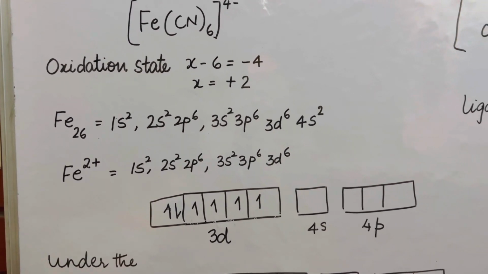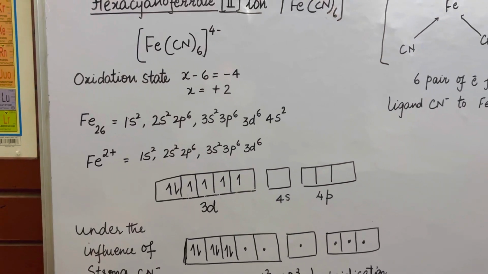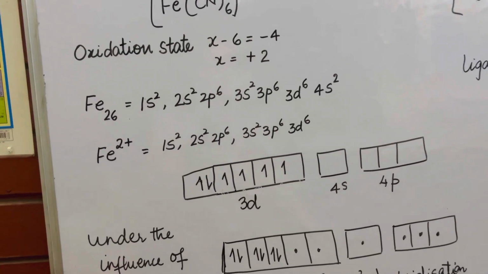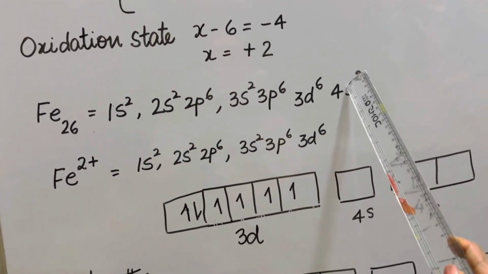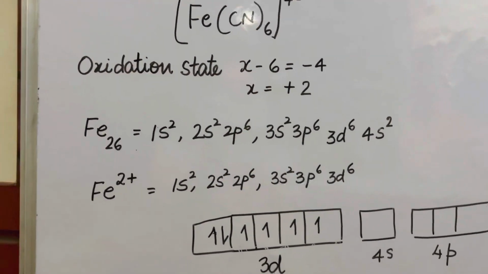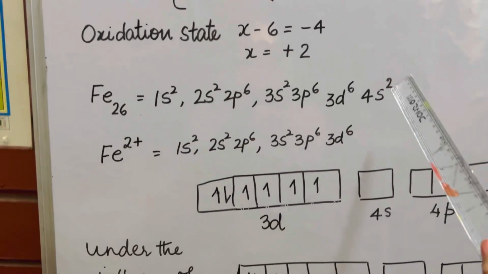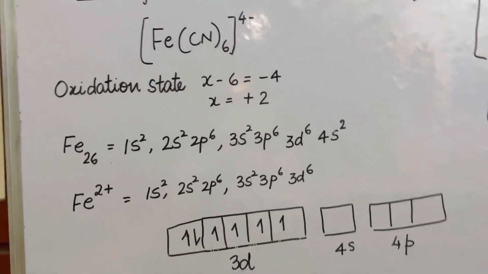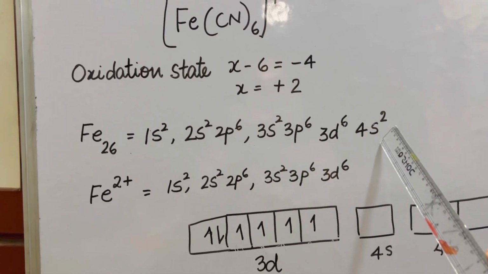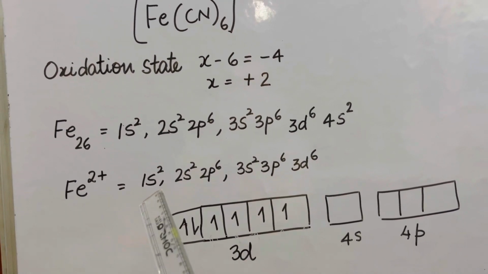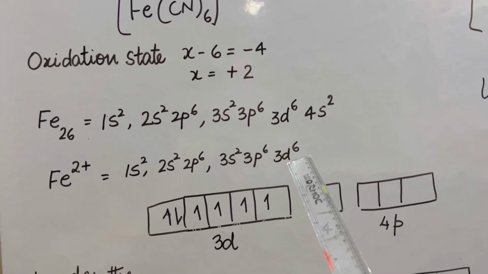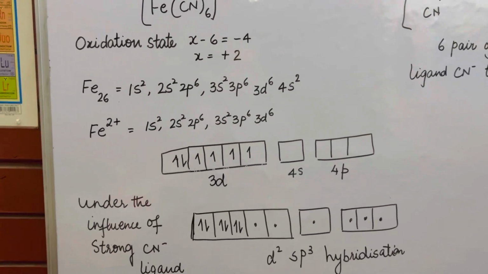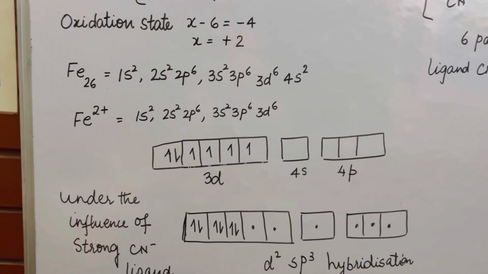Now, if I'm writing the Fe2+ ion, Fe2+ means that I have to remove the 4s electrons. The 2 electrons from here are gone, the 4s electrons are gone, and that is why it becomes Fe2+. So loss of these 2 electrons makes it the Fe2+ ion. So now Fe2+ contains 3d6. If I write it in box notation, it becomes like this. So 3d6 can be written this way.